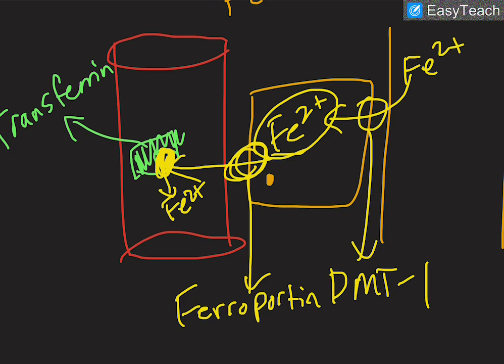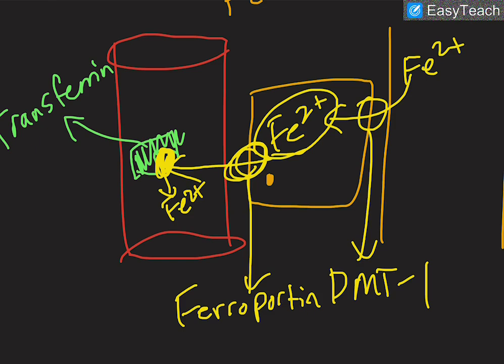Iron is needed to make red blood cells, so we can take this to the bone marrow. We can take this iron to the spleen, to the liver, so that we can store the iron in those places also.